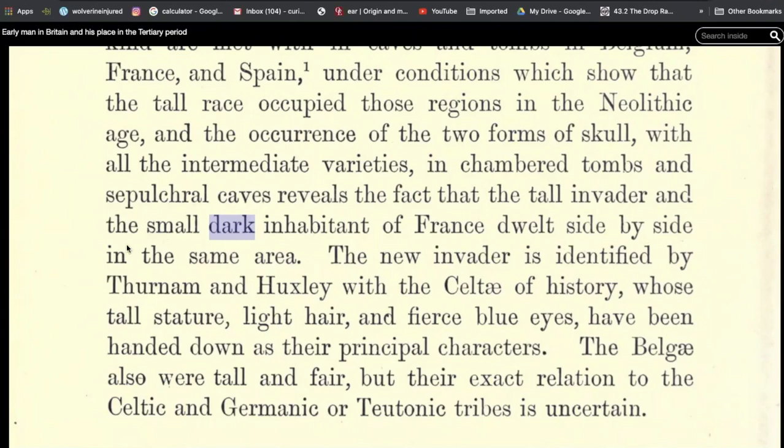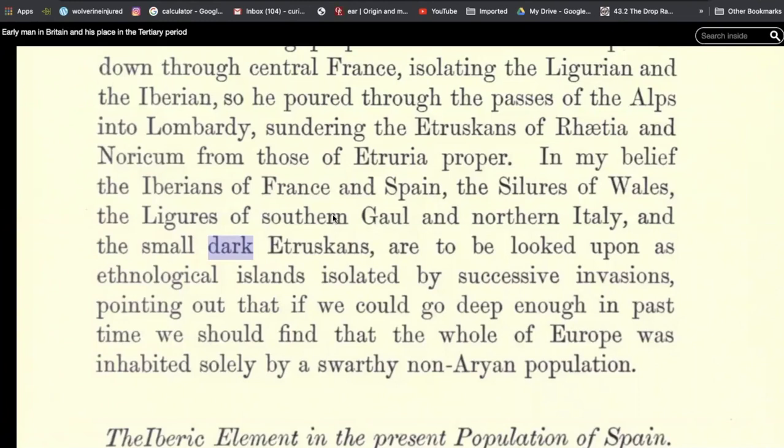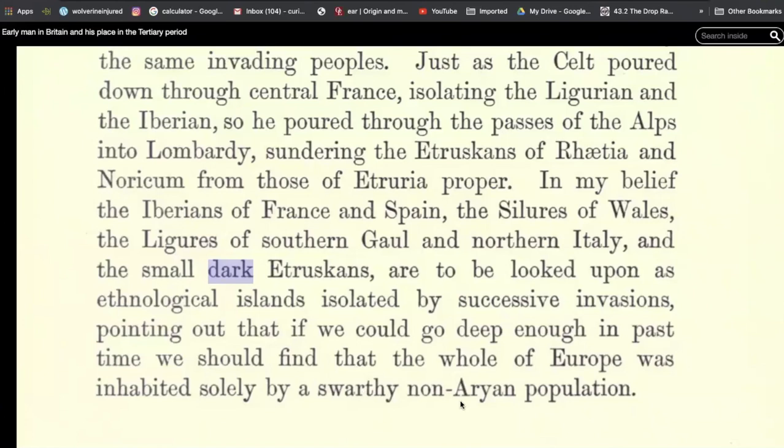On page 323, the author says, in my belief, the Iberians of France and Spain, the Silures of Wales, we're going to know who they are and what they look like later on, the Ligures of southern Gaul and northern Italy, and the small dark Etruscans, all these people are to be looked upon as ethnological islands isolated by successive invasions, pointing out that if we could go deep enough in past time, we should find that the whole of Europe was inhabited solely by swarthy non-Aryan population.